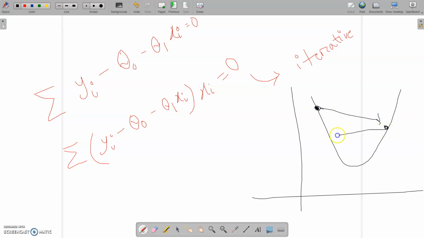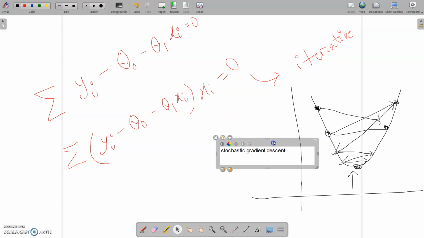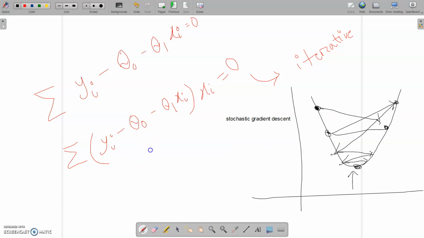Then again you update theta 0 and theta 1. You come here. You may take some value, it may go here. So you try to decrease again to come here, then again come here. Iteratively you try to home in at this position, because this is your desirable position. This process is called stochastic gradient descent. This is one popular method to optimize this kind of function. Stochastic gradient descent is one of the most popular ones.